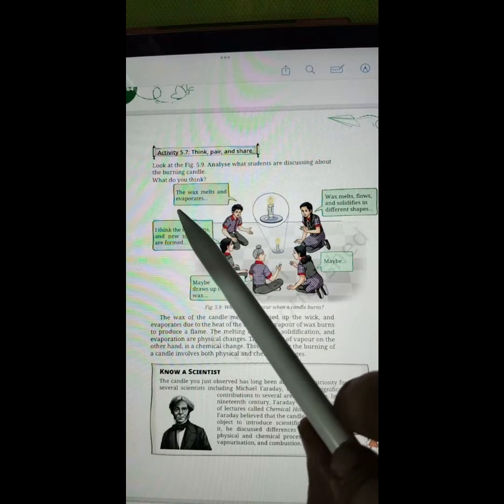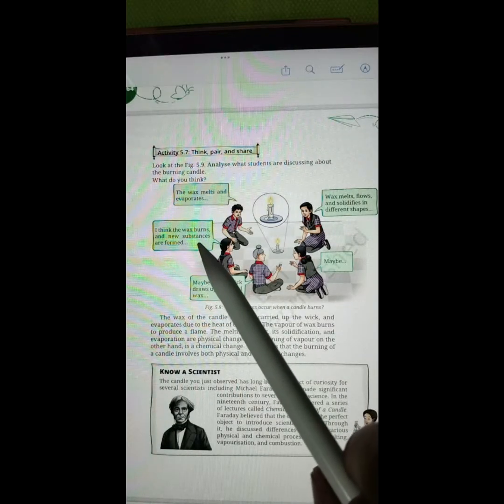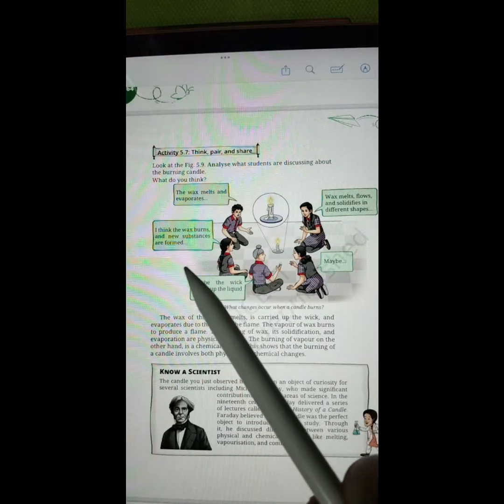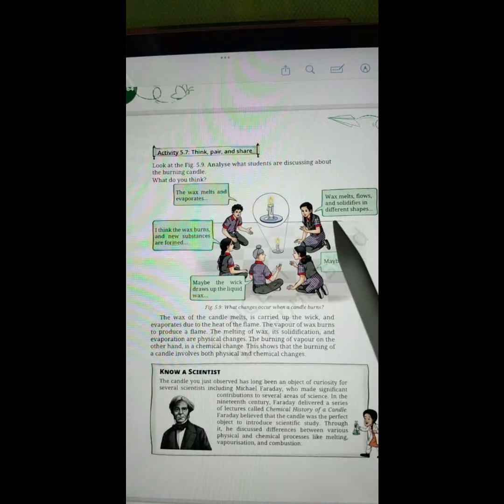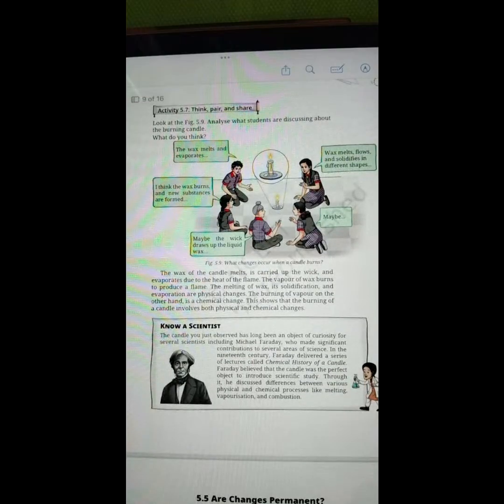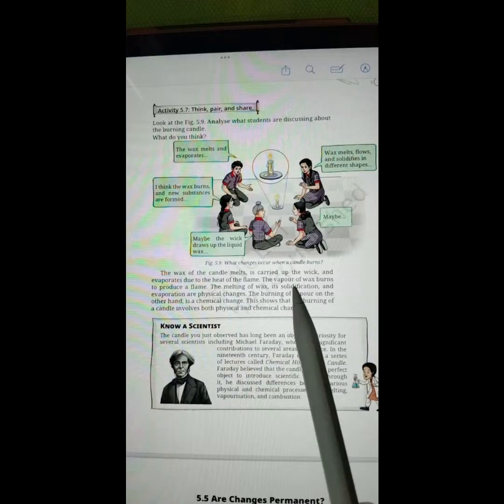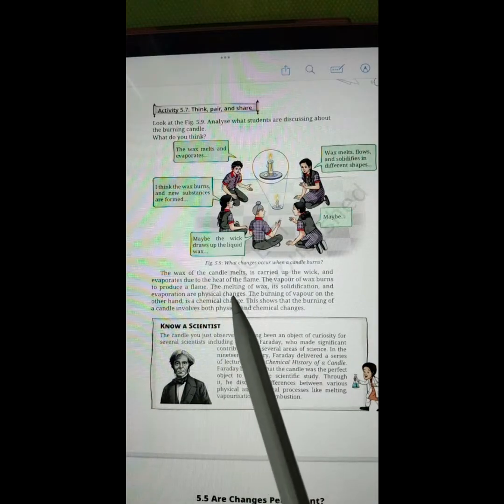What do you think? The wax melts and evaporates. I think the wax burns and a new substance is formed. Maybe the wick draws up the liquid wax. Maybe wax melts, flows, and solidifies in different shapes. So, five students are sitting and discussing the burning of the candle. The wax of the candle melts, is carried up the wick and evaporates due to the heat of the flame.